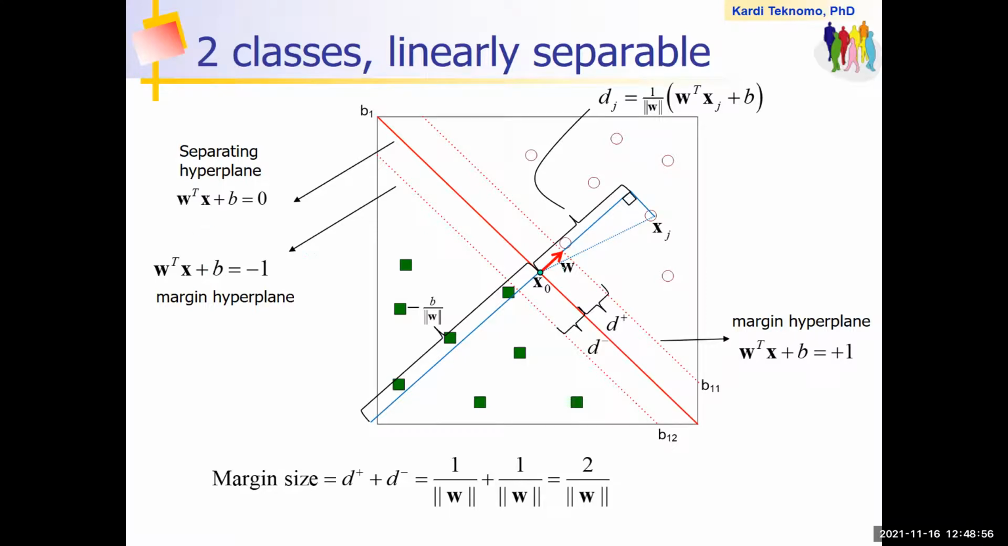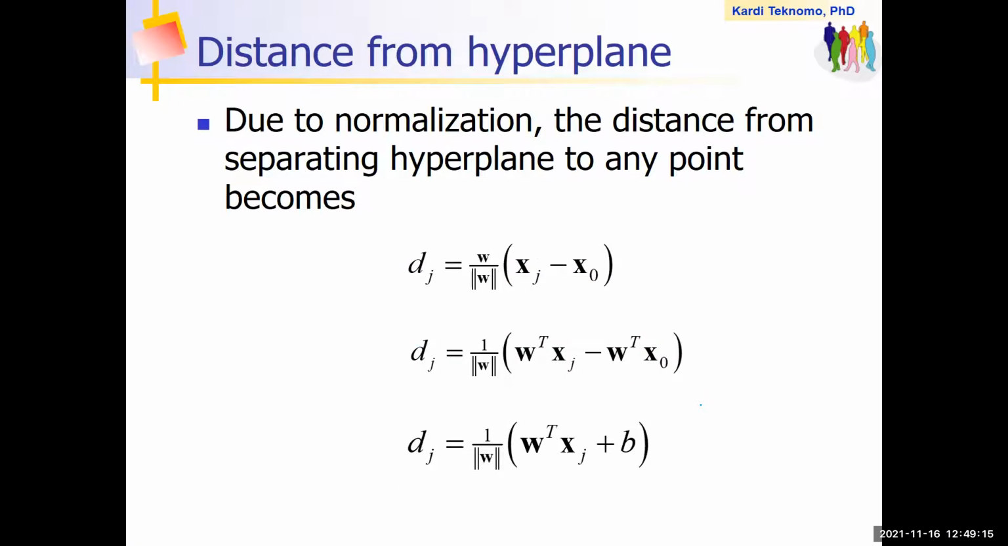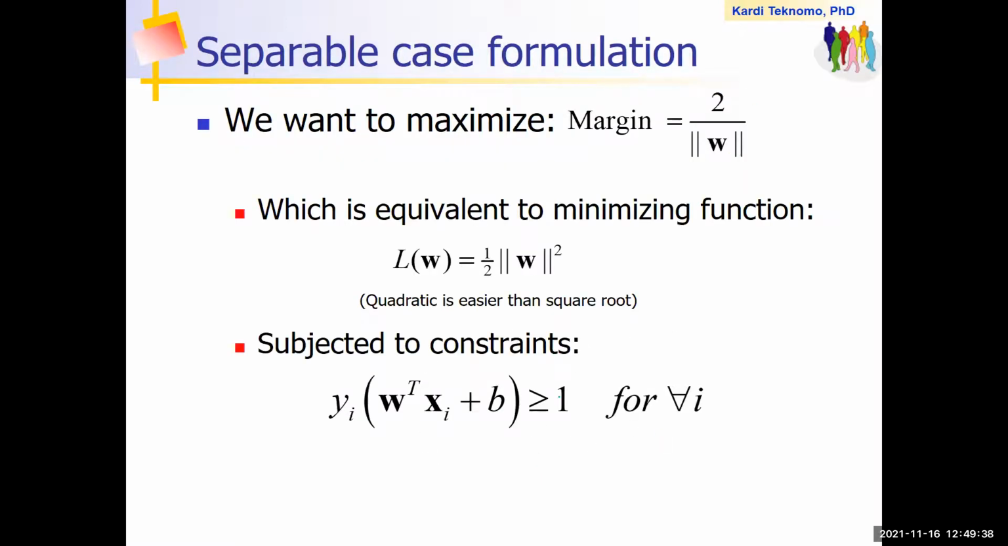At the separating hyperplane, what will happen? This one is equal to zero, isn't it? So then you can also calculate that this is the margin size. Because of that normalization, the distance from the separating hyperplane to any point now becomes this equation. So then you can put it out, and finally, you get this minimization function.